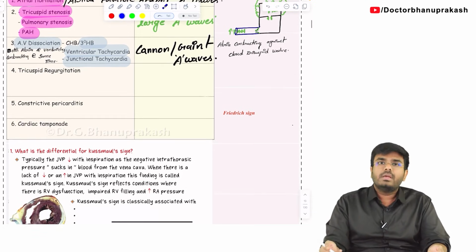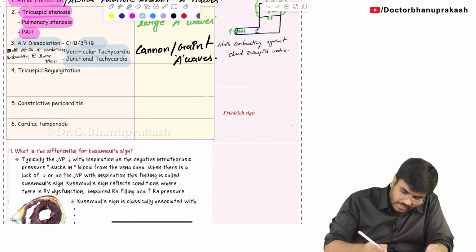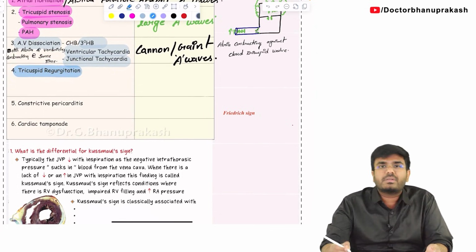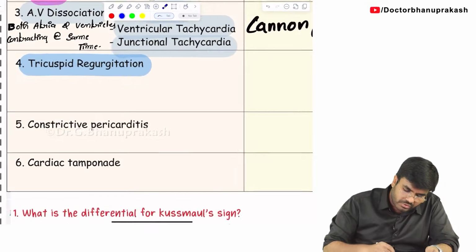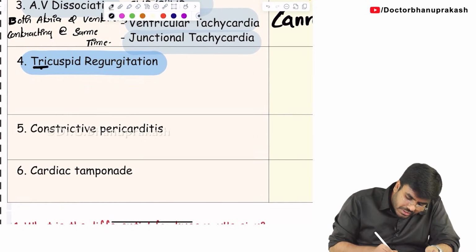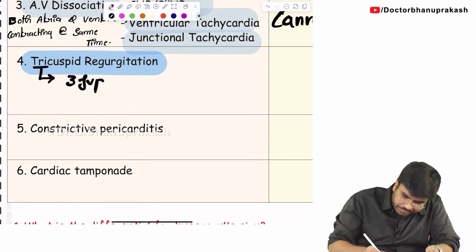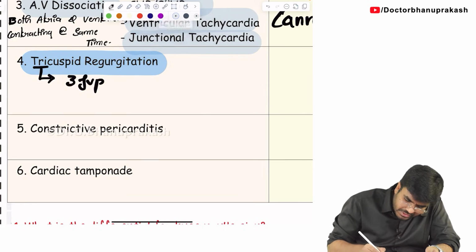Okay, done. Now, if a patient is suffering with tricuspid regurgitation, let's say. See, how I used to remember when I was a student is that tricuspid regurgitation starts with the letters tri. So, in tricuspid regurgitation, 3 JVP changes are going to be seen. 3 JVP changes.